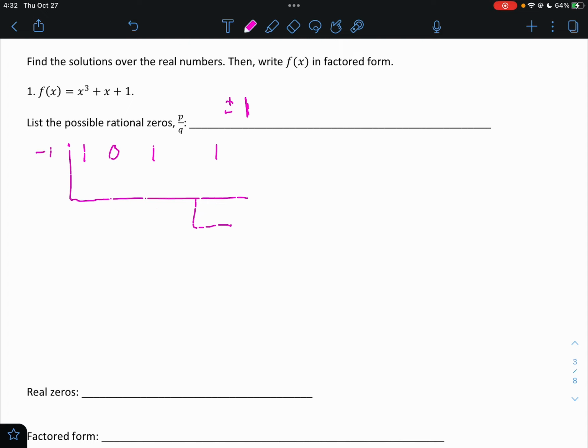Now let's try negative 1. So 1, negative 1, negative 1, 1, 2, negative 2, negative 1. That's also not an answer. So what that means is there are no rational answers to this problem. Now there has to be an answer, but we don't know what that answer is. So right now, there's only one way to solve this problem, and that's by graphing it.